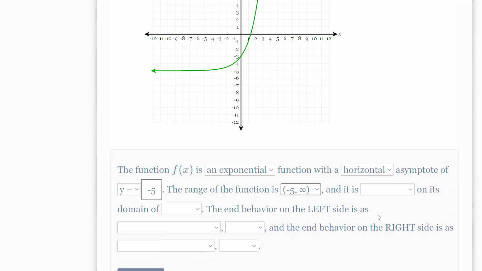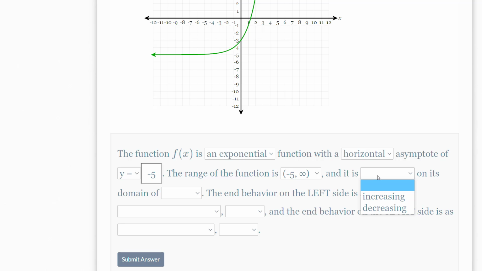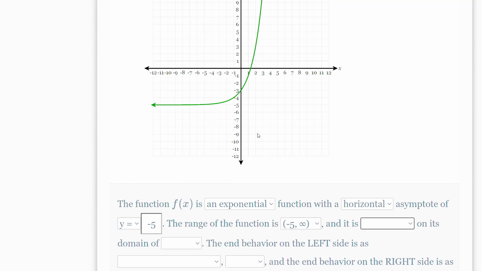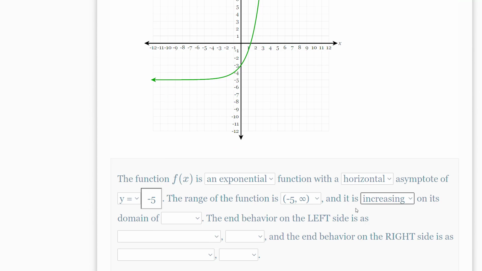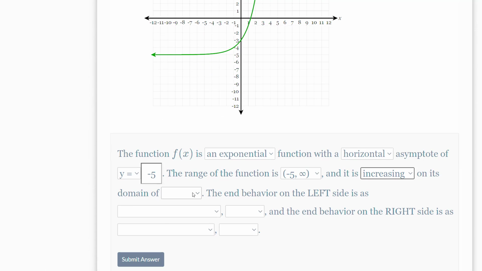Okay? And then the other question is, is it increasing or decreasing on its domain? Well, look at its domain, and you always read left to right when you're looking at increasing or decreasing. As you go from left to right, the curve itself is obviously getting larger. Look at it. It shoots off to positive infinity real quick. So it's increasing on its domain of, and remember, exponential functions have a domain of all real numbers. Logarithmic functions have a range of all real numbers.